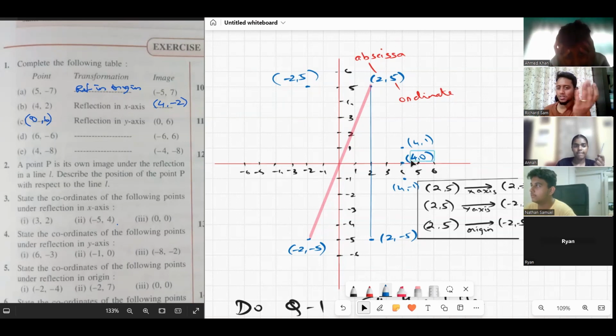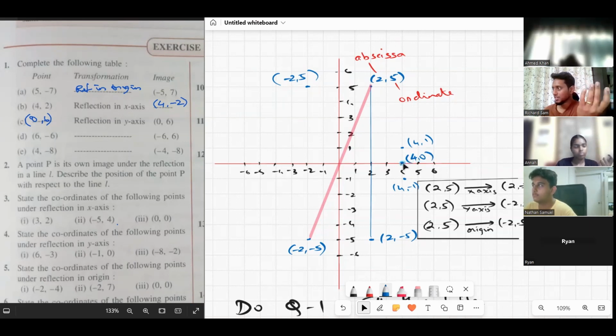Understand? So 4 comma 0 after reflection on the x-axis, what will it be? It will be 4 comma 0 only. It will not change. That is called an invariant point. Is that clear, everyone?